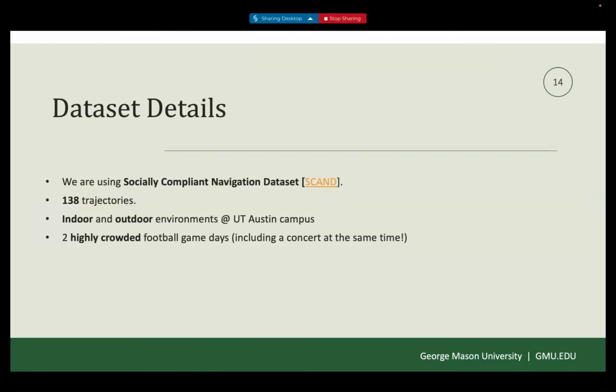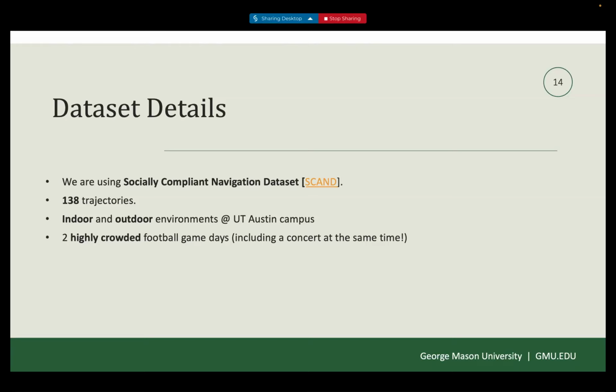I have not gone much into the details of the architecture, but there is a high-level overview. But before that, I want to tell everyone about the dataset that we use. It's the SCAND dataset, which stands for Socially Compliant Navigation Dataset. All the data is collected on the UT Austin campus, and there are trajectories where 4 human demonstrators navigated the robot around the campus in a socially compliant manner.